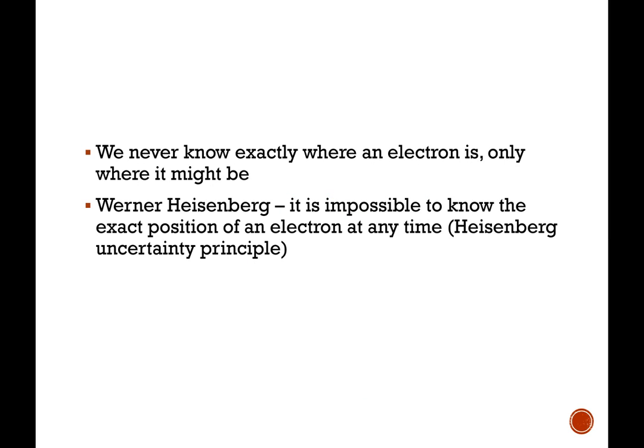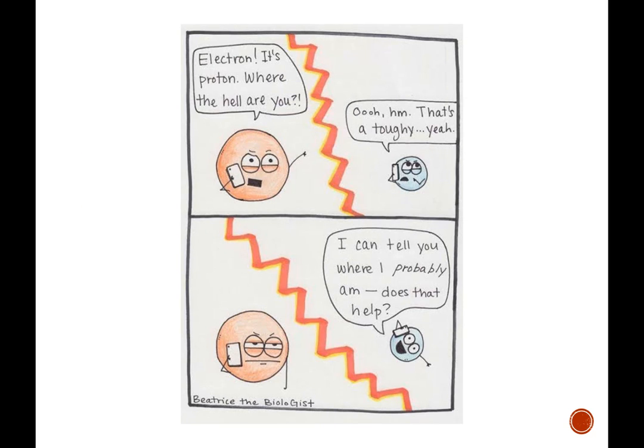We never know exactly where an electron is. We only know where it probably is, where it might be. Heisenberg developed the Heisenberg uncertainty principle, which basically says that it's impossible to know the exact position of an electron at any time. And this is because as we see electrons, that actually changes their path.